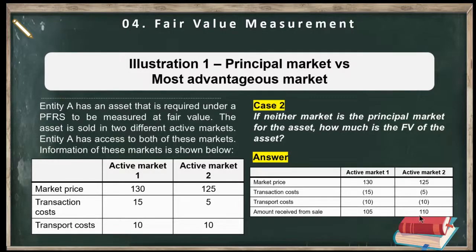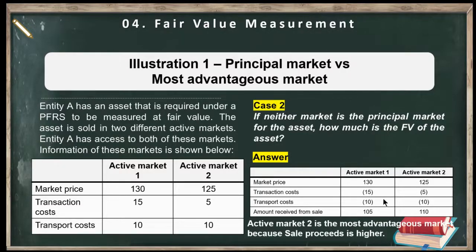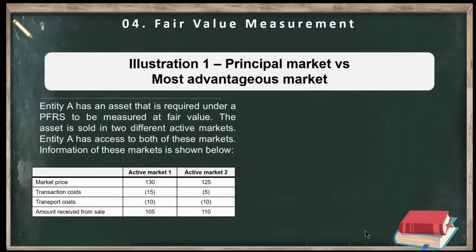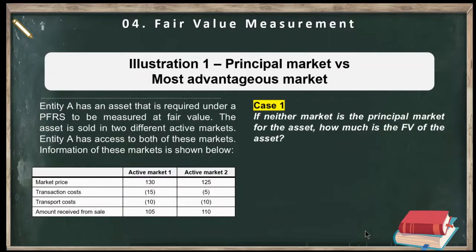Dili na mao ang fair market value. So i-compute pa nato na siya. Okay? So active market 2 is the most advantageous market because the sale proceeds is higher. But how do we compute the fair market value?